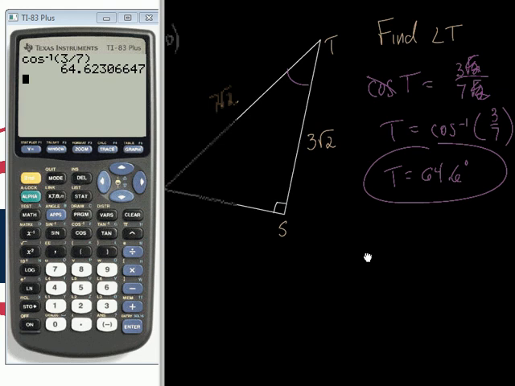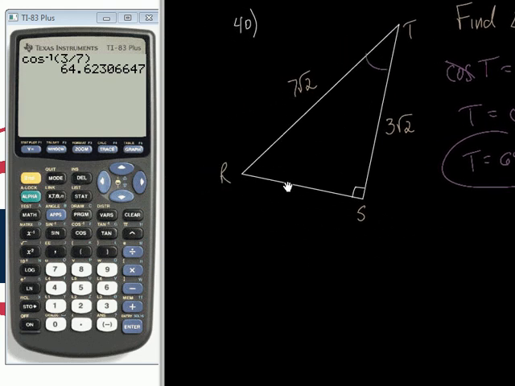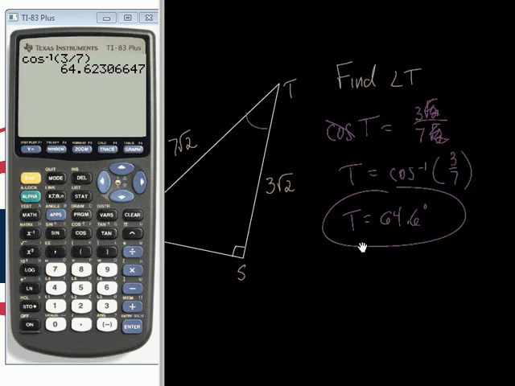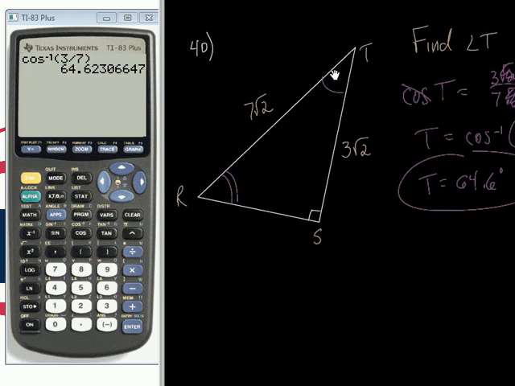Now, if they asked you to find what r is, you could do trig again. You could have used r as your angle. Look at this one. If I had tried to solve for r, this would be opposite over hypotenuse, and I would have used the sine, the sine of this over this to get this angle. Or if I already found angle t, I could always just take it away from 90, because these two add up to 90. 90 minus 64.6, and this would be this angle right here. Either way you do it, you could still find angle r.